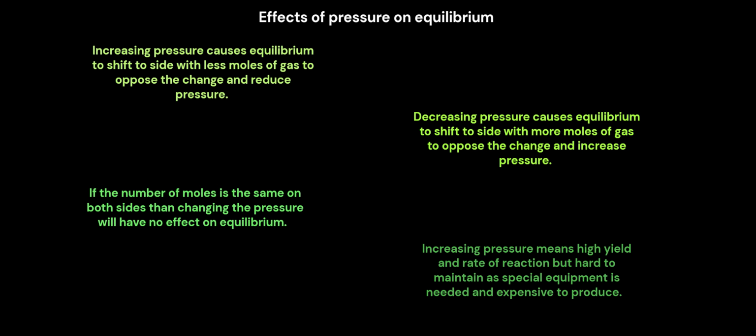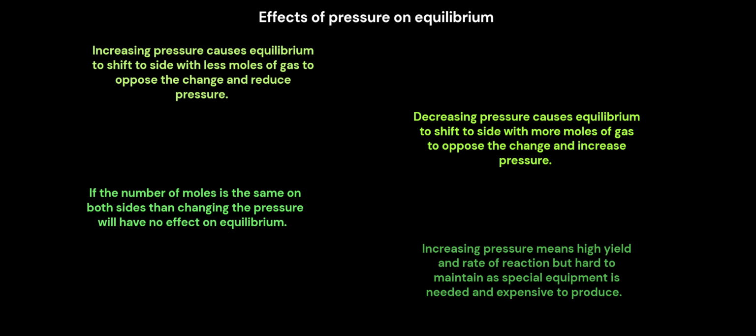Effects of pressure on equilibrium. Increasing pressure causes equilibrium to shift to the side with fewer moles of gas to oppose the change and reduce pressure. Decreasing pressure causes equilibrium to shift to the side with more moles of gas to oppose the change and increase pressure. If the number of moles is the same on both sides, then changing the pressure will have no effect on equilibrium. Increasing pressure means high yield and rate of reaction, but it is hard to maintain as special equipment is needed and it is expensive to produce.